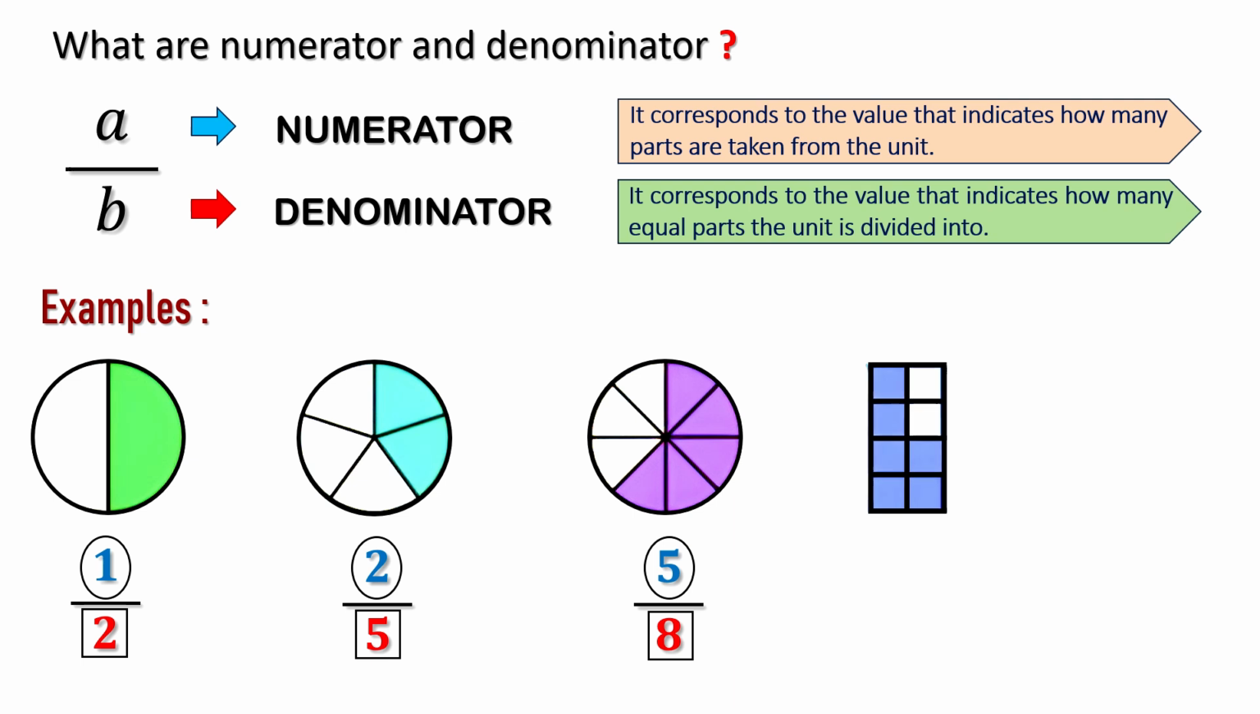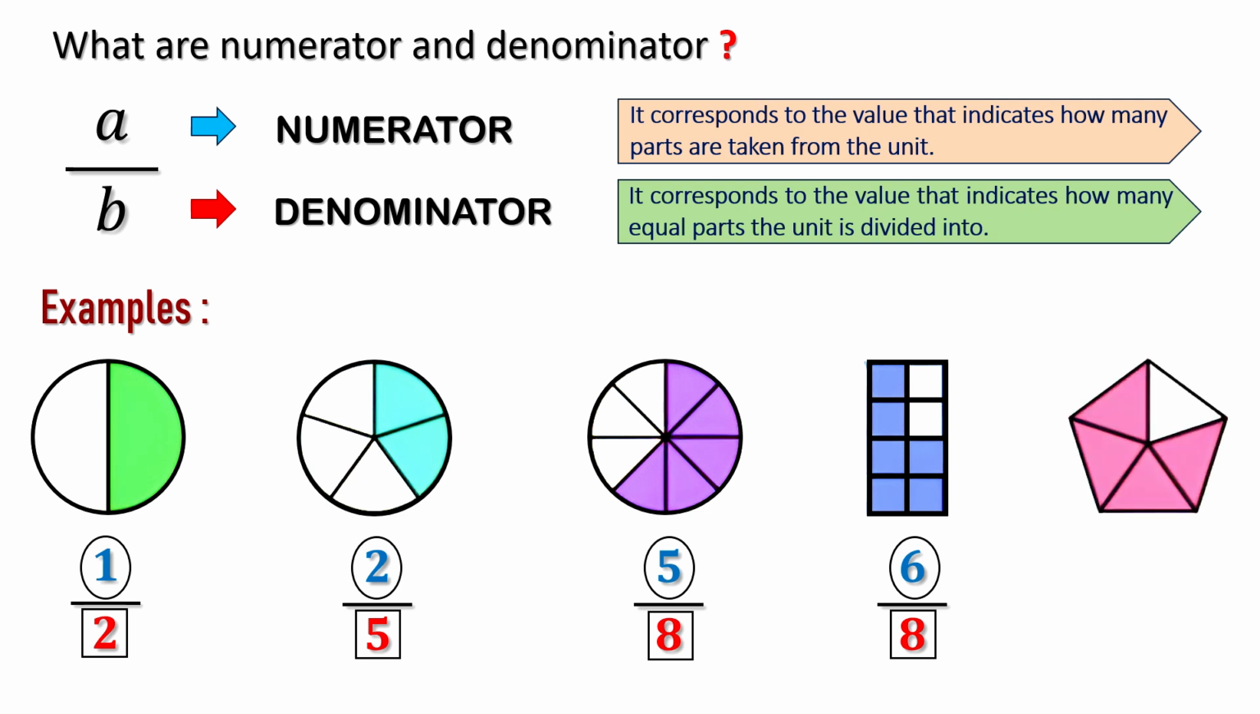The fourth figure corresponds to the fraction 6 divided by 8, where the number 8 represents the number of parts into which the unit has been divided, and the number 6 represents the number of parts that were taken. The fifth figure corresponds to the fraction 4 divided by 5, where the number 5 represents the number of parts into which the unit has been divided, and the number 4 represents the number of parts that were taken.